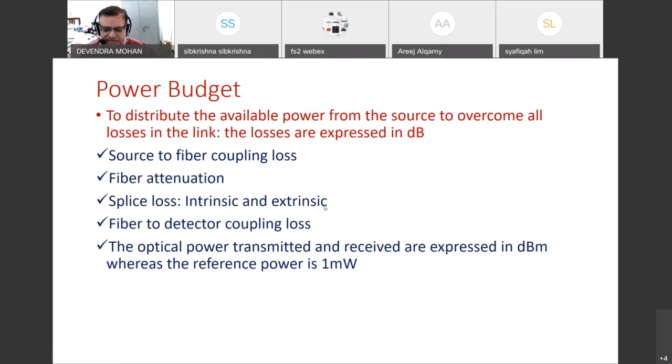In the initial stage we are coupling the laser with the fiber, and at the output the fiber with the detector. The points are: source to fiber coupling loss, then the fiber, which has some attenuation characteristics, then splicing loss. If we are making fiber to fiber joints, if the length of the fiber is large enough, then we need to go for splicing of the fiber. So at the joint we have the splice loss, and then fiber to detector coupling loss. The optical power transmitted and received are expressed in dBm, decibels relative to a reference power of one milliwatt.